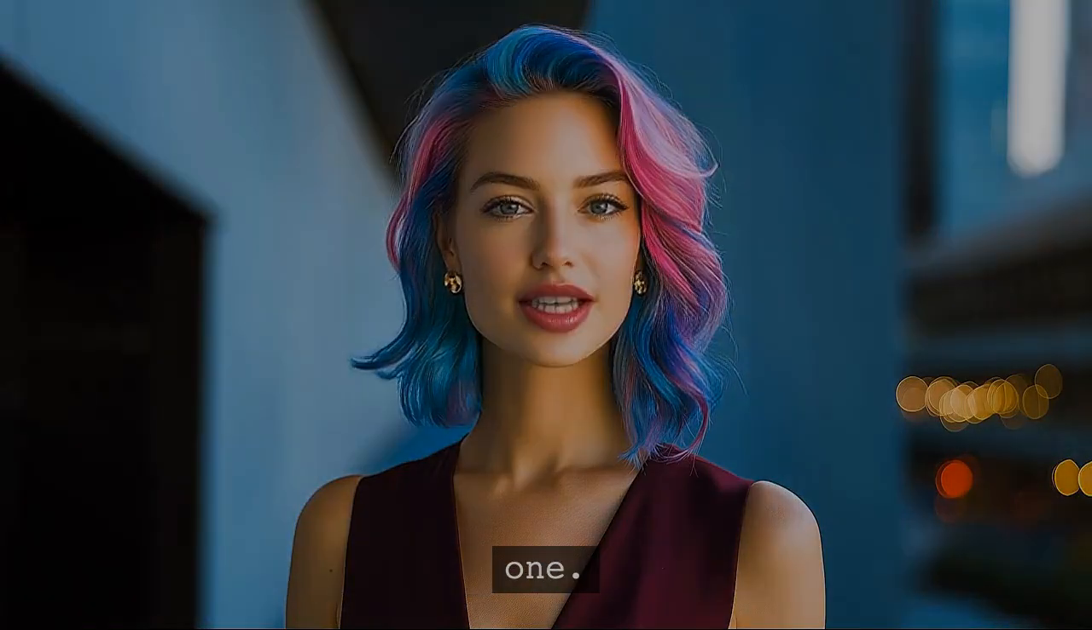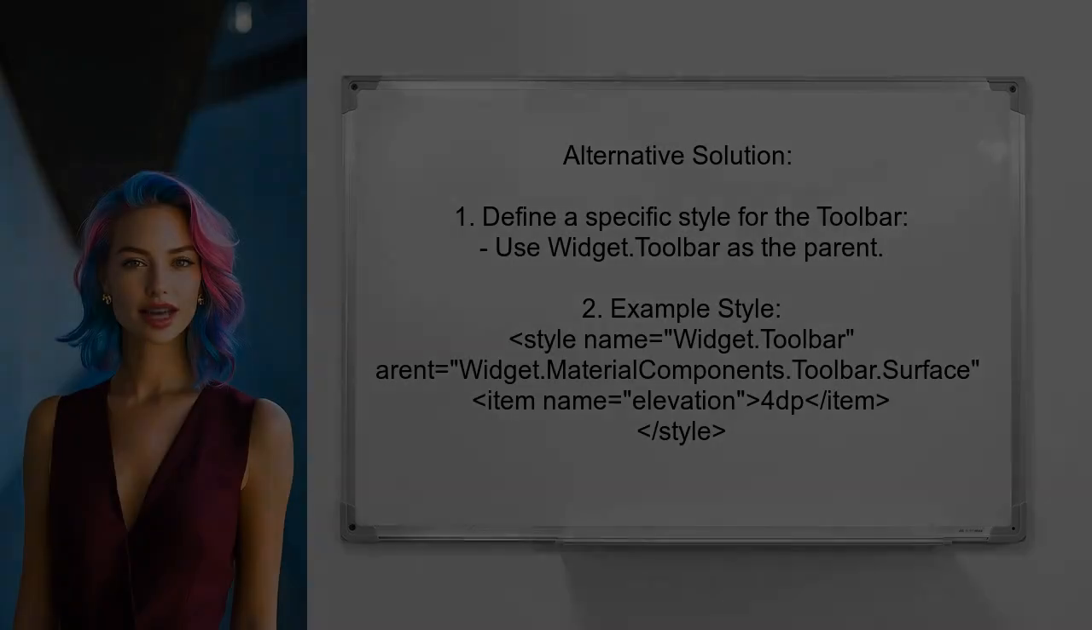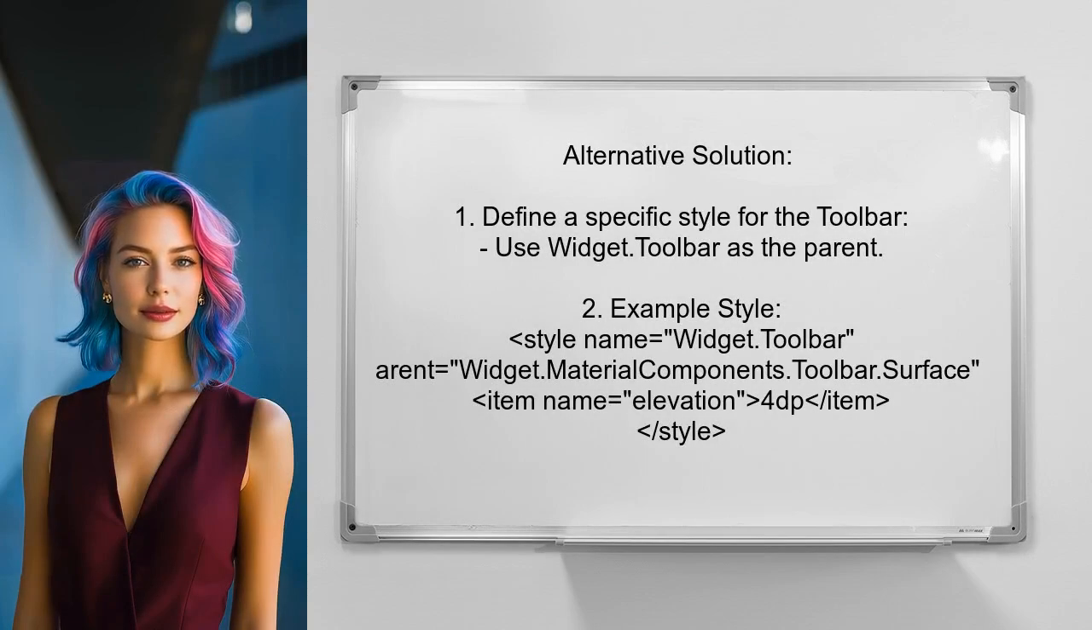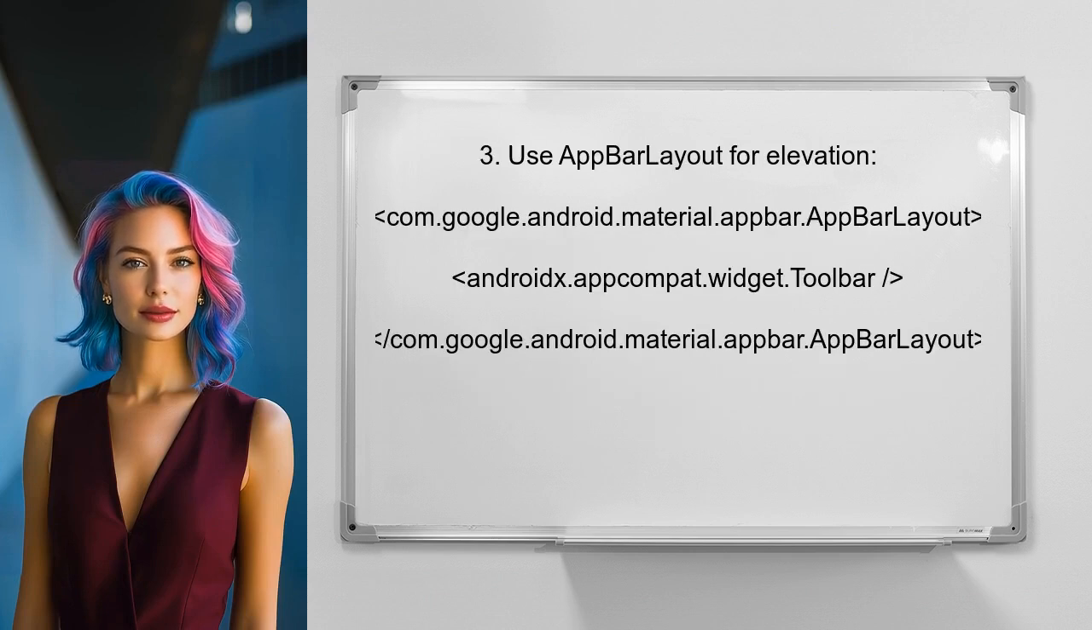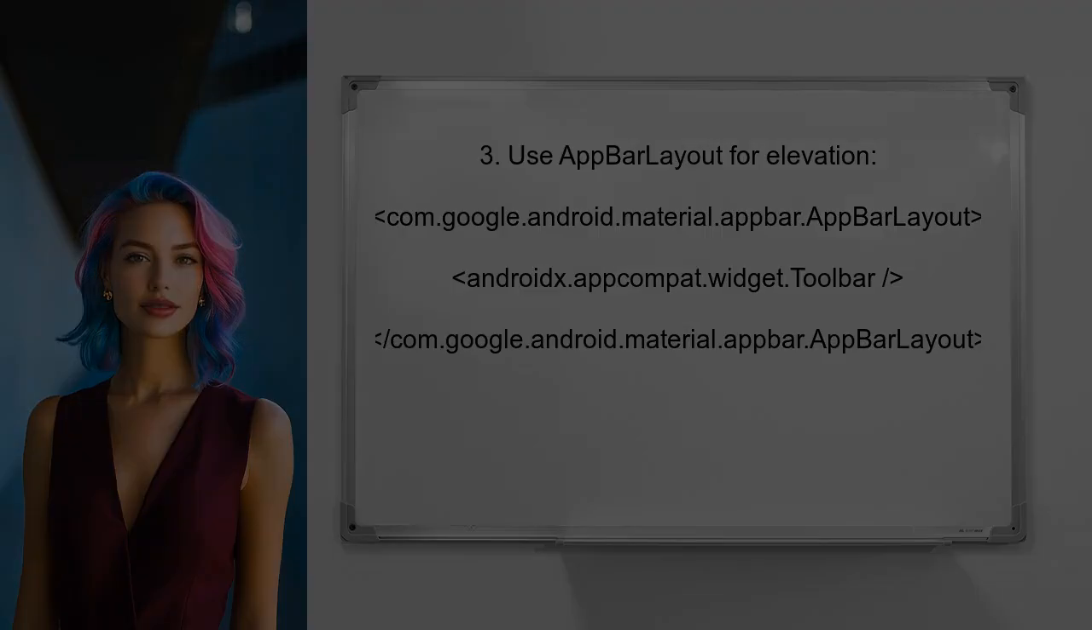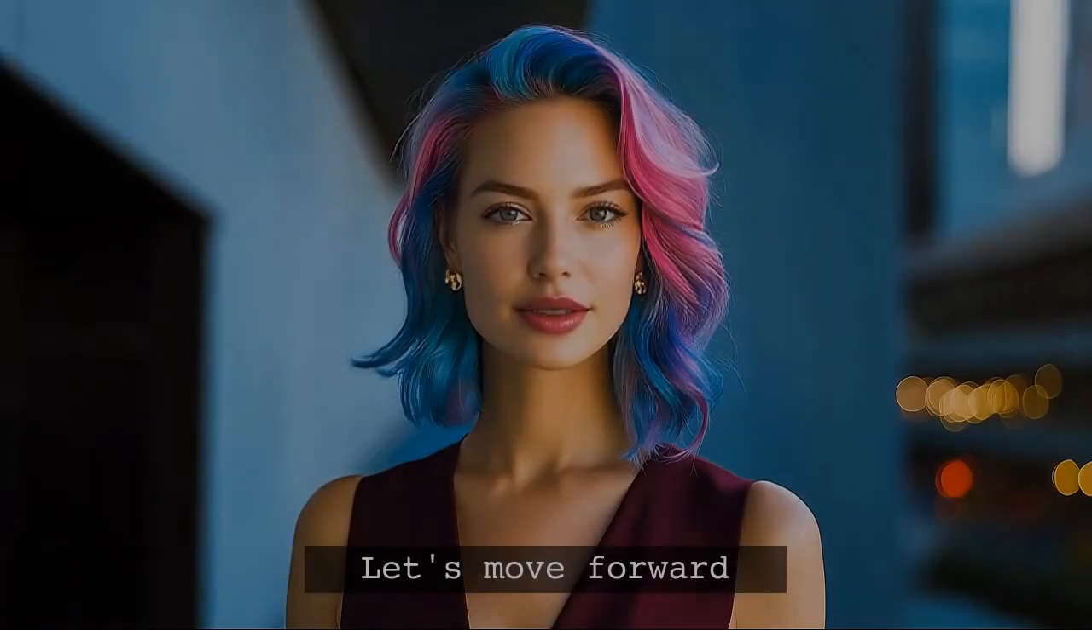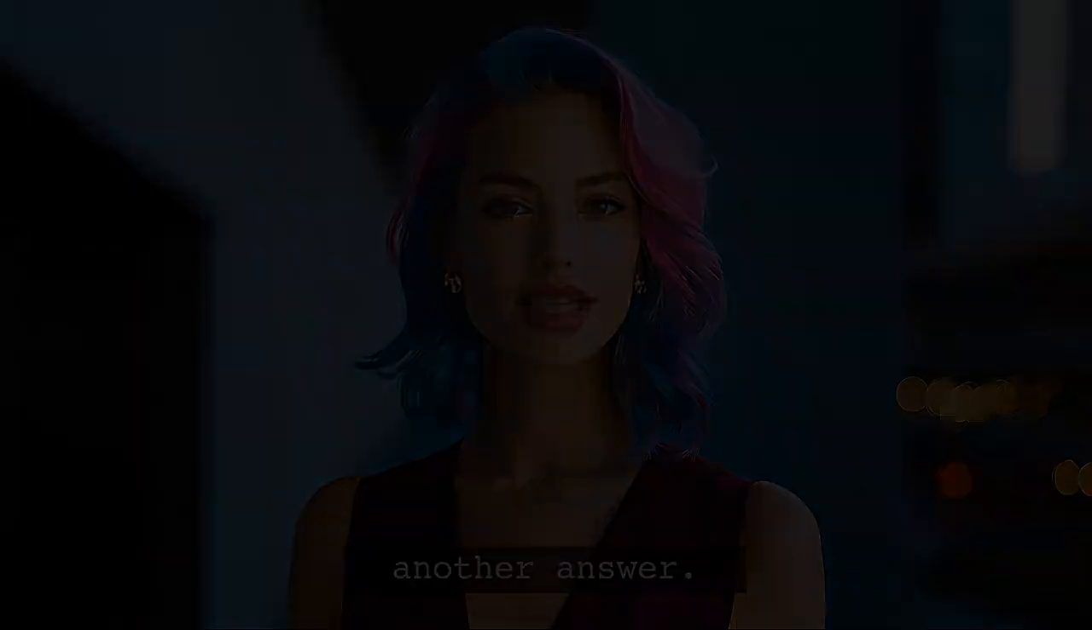Let's explore another one. This user points out that the issue arises from using style properties meant for widgets in a theme. They suggest creating a specific style for the toolbar, ensuring it inherits from a toolbar parent. They also recommend using an app bar layout to apply elevation effectively. Let's move forward and look at another answer.